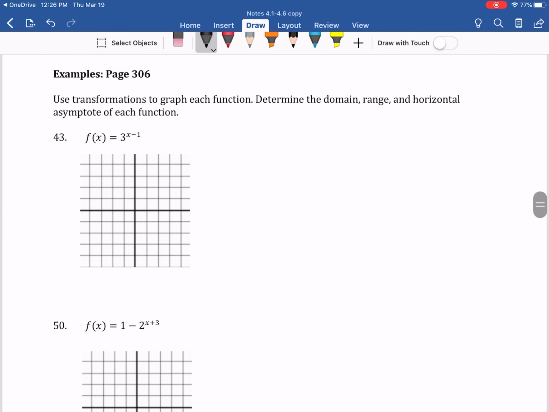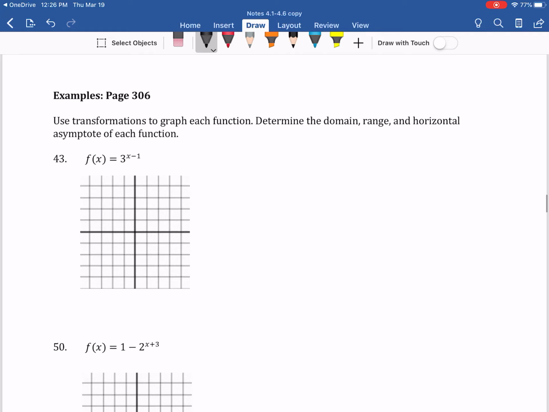We're going to use transformations of the graphs we just talked about in general to figure out what this particular function is going to look like. We have to identify the domain, the range, and the horizontal asymptote for each function. So this function, f of x equals 3 to the x minus 1, has a base equal to 3. That is definitely a number that is bigger than 1.